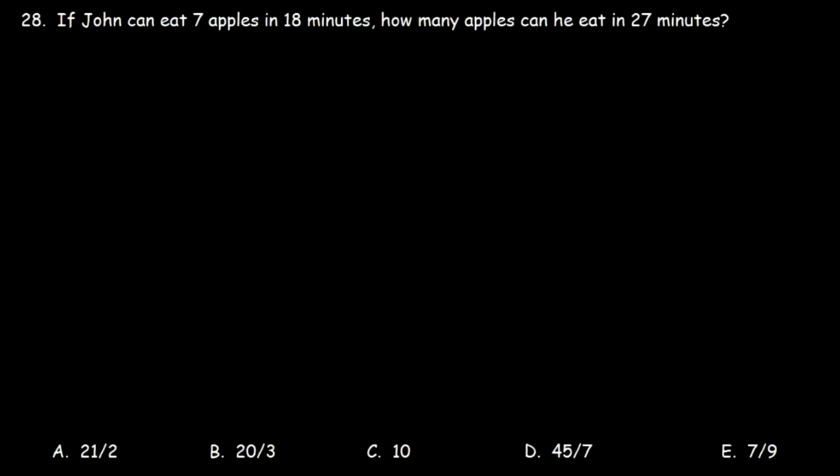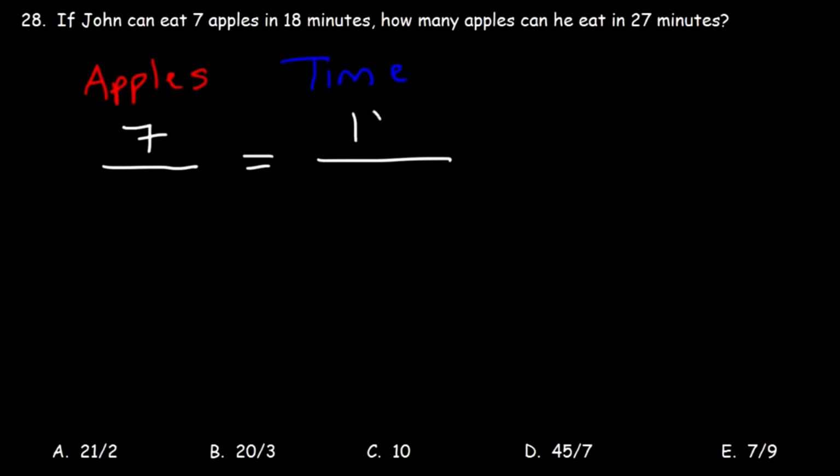28. If John can eat 7 apples in 18 minutes, how many apples can he eat in 27 minutes? You can solve this problem 2 ways. You can set up a proportion, or you can use conversions. Let's set up a proportion. So on one side, we're going to have the information for the number of apples, and on the other side, the time. So let's put 2 fractions separated by an equal sign. So John can eat 7 apples in 18 minutes. How many apples, which is x, can he eat in 27 minutes?